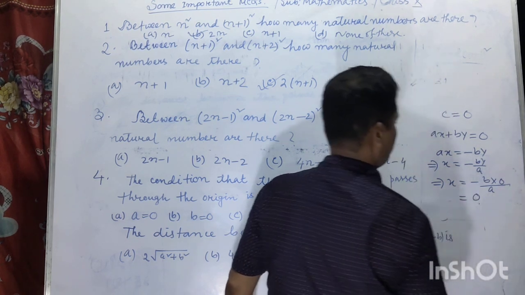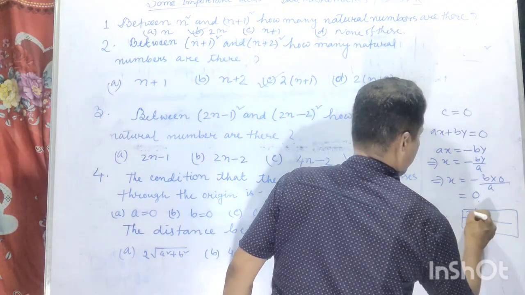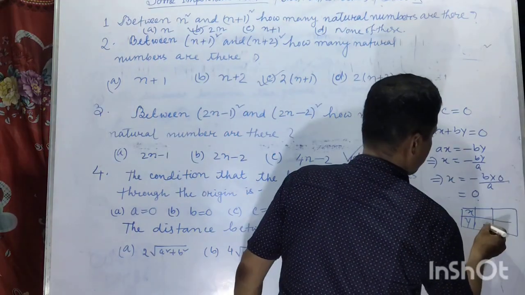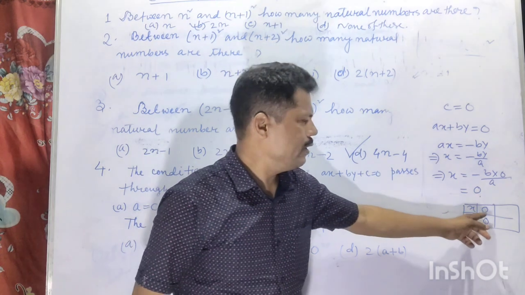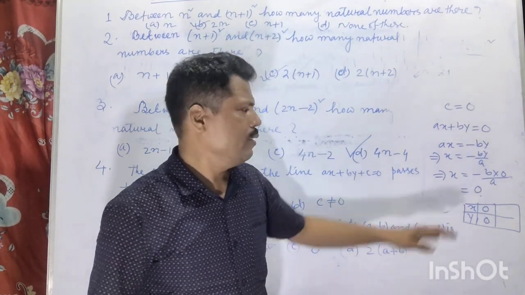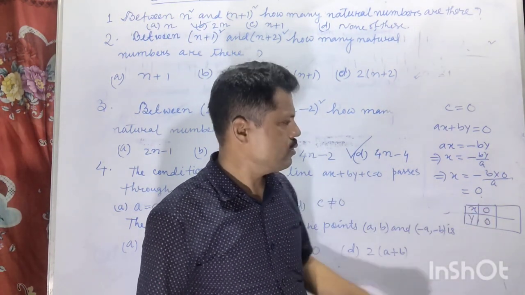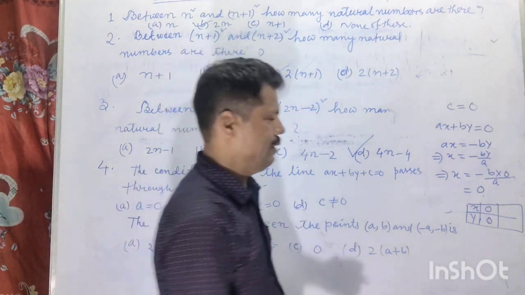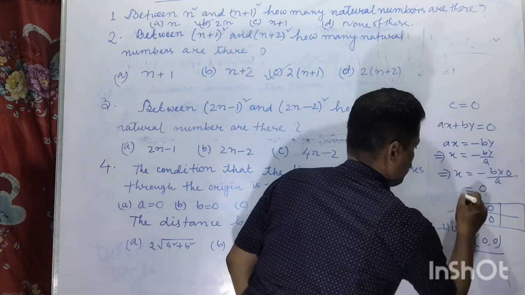0. That means if we put the x value and y value here, the y value is 0, then the x value is also 0. That means if the x coordinate is 0 and the y coordinate is also 0, at that time we can say this line passes through the origin, because we know the coordinates of the origin are 0, 0. Here the x coordinate is 0 and the y coordinate is also 0 for this point.